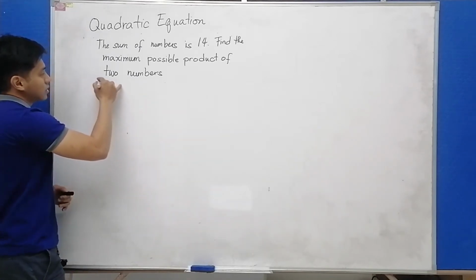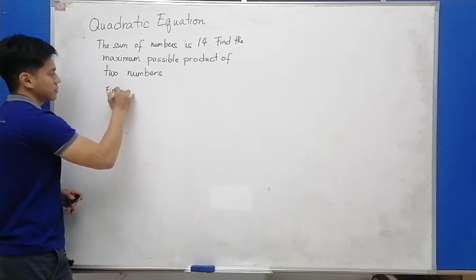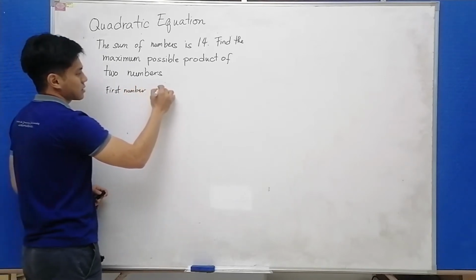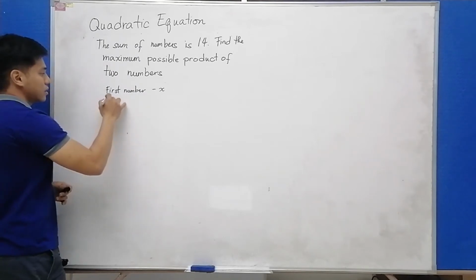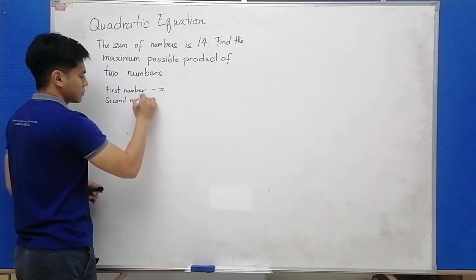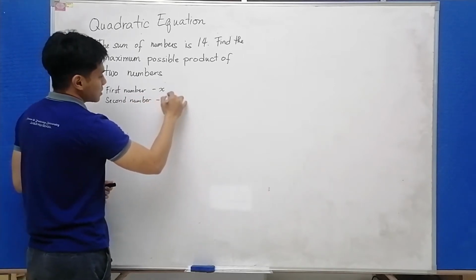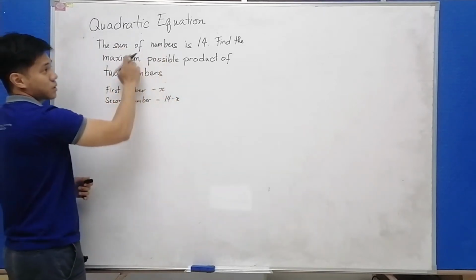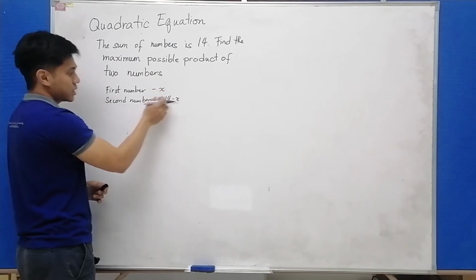So we have the first number. We'll label it as x, as an unknown. And then our second number we will label as 14 minus x, because the sum of these 2 numbers will give us 14. So 14 minus x will be the second number.